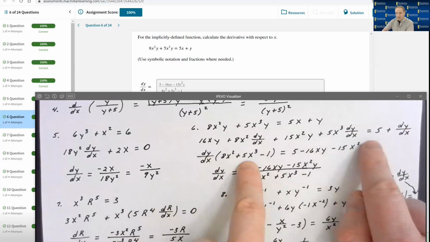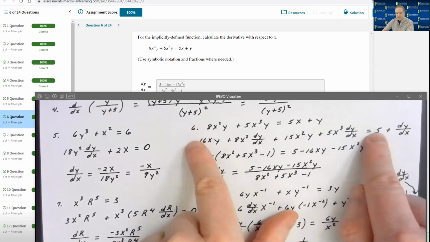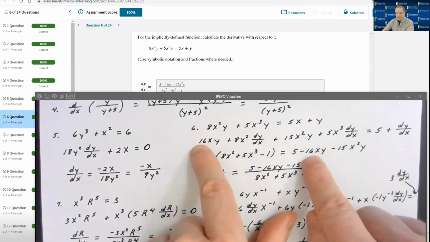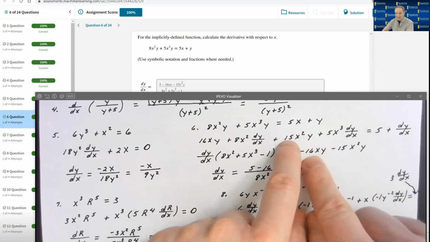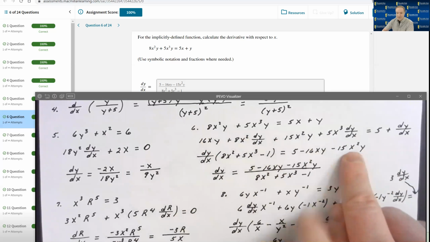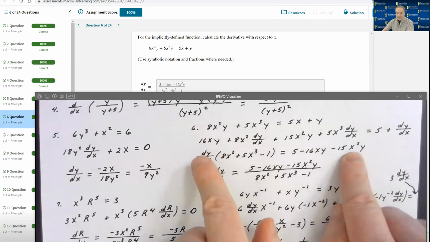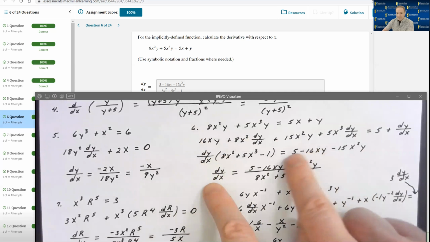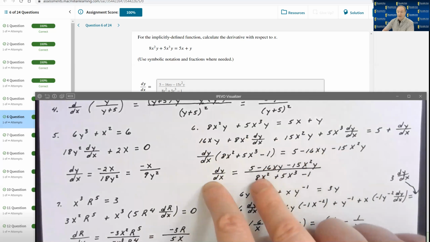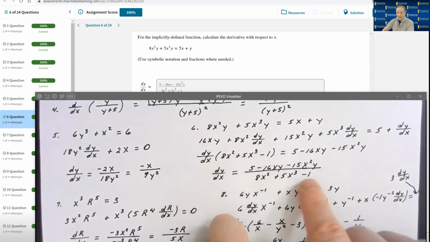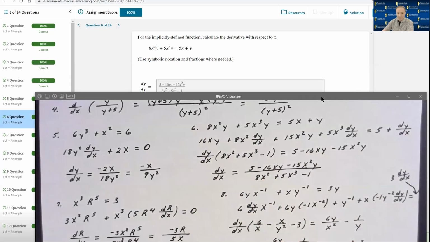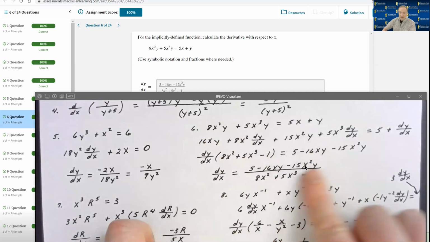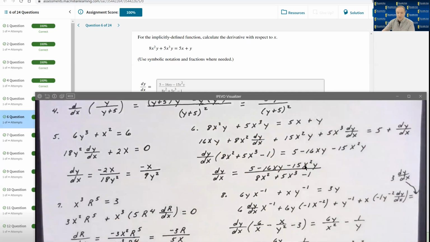My other side, 5, and then I move over the 16xy, it becomes minus 16xy. I move over the 15x squared y, it becomes minus 15x squared y. So now I have dy dx times this group is equal to this group, thus dy dx is equal to what I had on the right, divided by 8x squared plus 5x cubed minus 1. Final answer, nice problem. I really like that one. You can expect to see a problem like number 6 in the future, for sure.